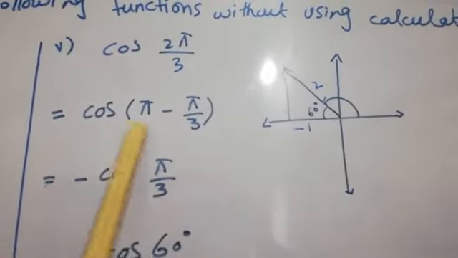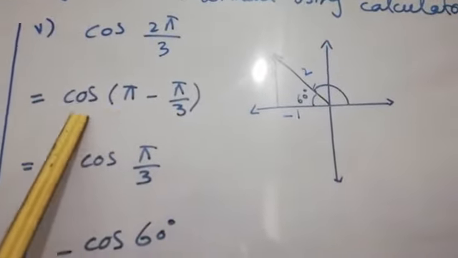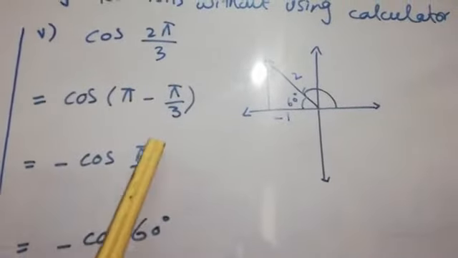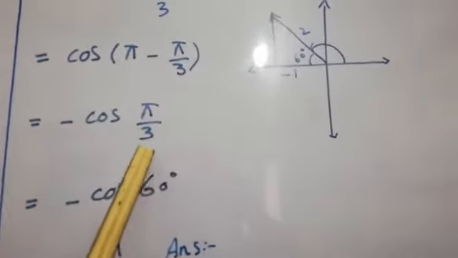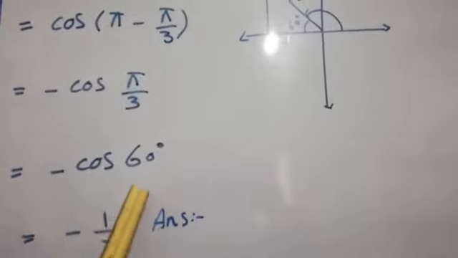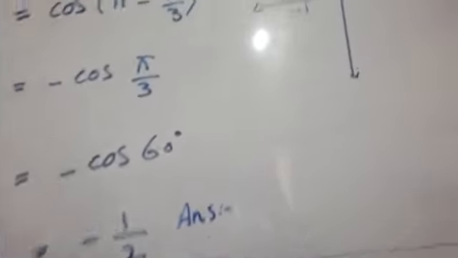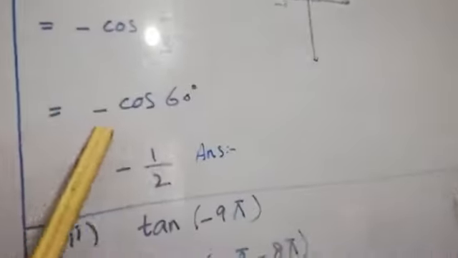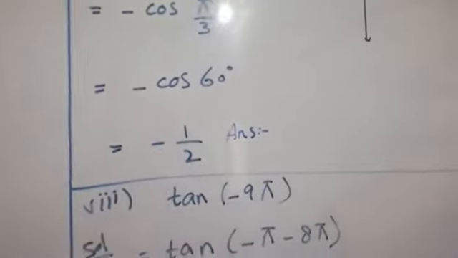Cos pi, remember pi means 180. Cos pi equals 0, no need to write it. So just consider minus cos pi by 3, and pi by 3 equals 60. And you know that the value of cos 60 is 1 by 2. According to this method, cos 60 is 1 by 2. Since there is a negative sign, we can say minus 1 by 2 is the answer.